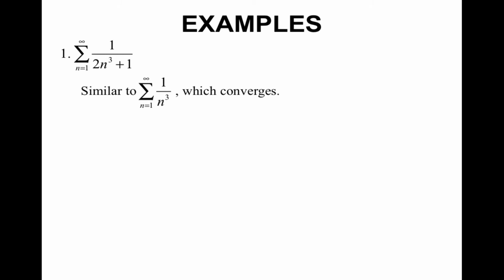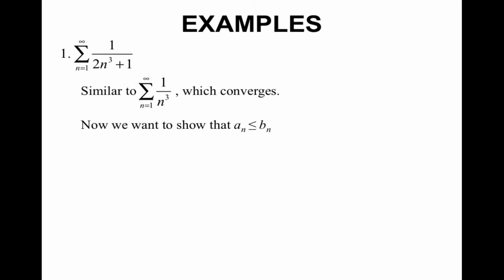All right, so let's go ahead and look at some examples of using the comparison test. We're first going to determine whether or not this series converges or diverges. So we need to determine what familiar series this series is made up of. And it's similar to the 1 over n cubed, which we know converges because it's a P series where P is greater than 1.